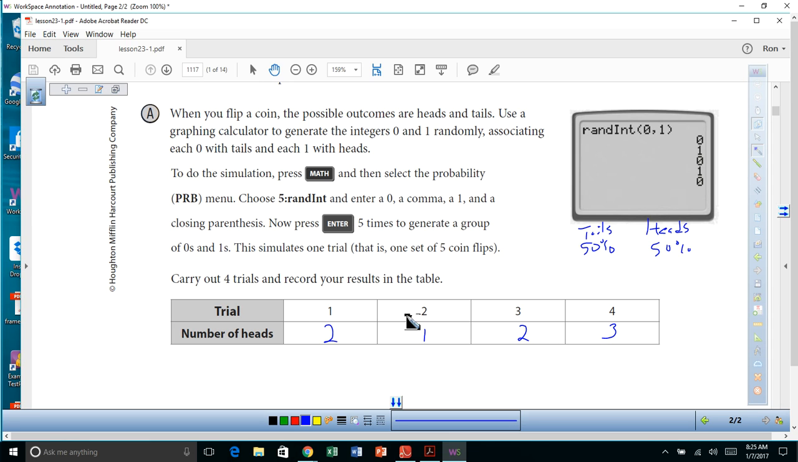And trial 1, I got 2 heads. Trial 2, I got 1. Trial 3, I got 2. Trial 4, I got 3. Okay.